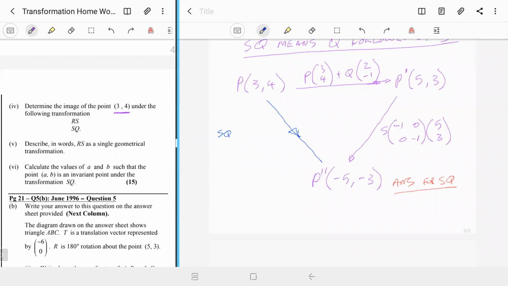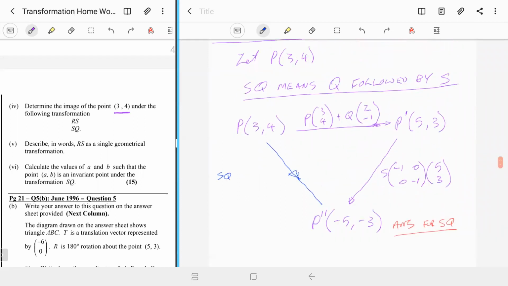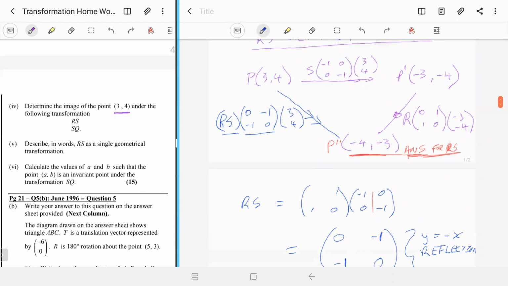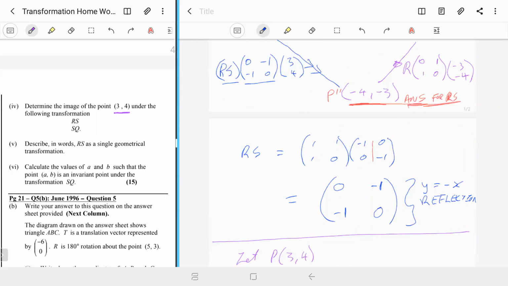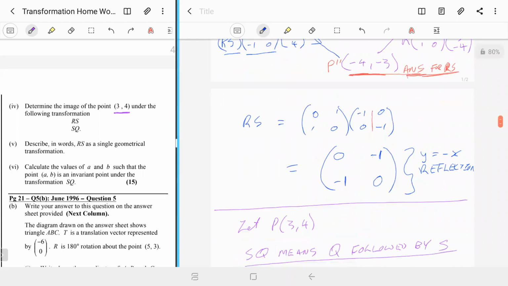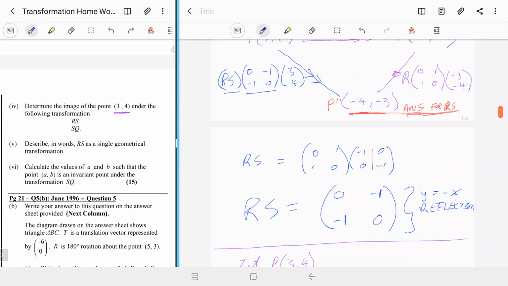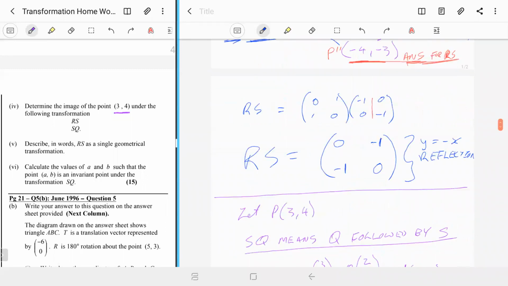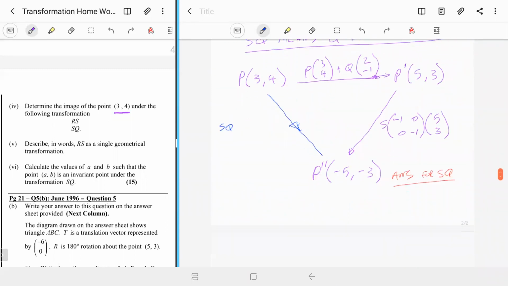Somebody unmute the mic and tell me what I'm going to do to do the SQ. Up here, when I have the R and the S, I just multiply the R times the S and get a single matrix. RS is that single matrix. I apply that single RS matrix to the point and do one step. Now I do it in one step down here with the S and the Q.